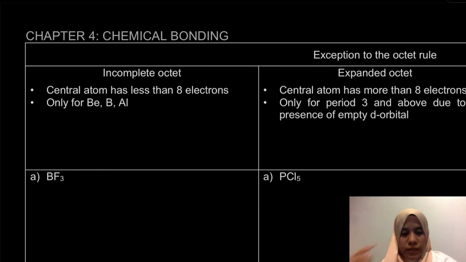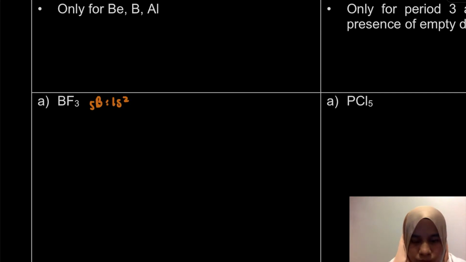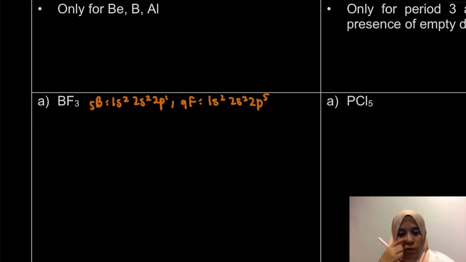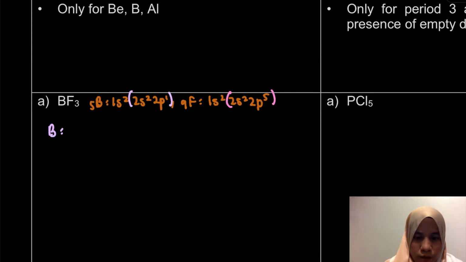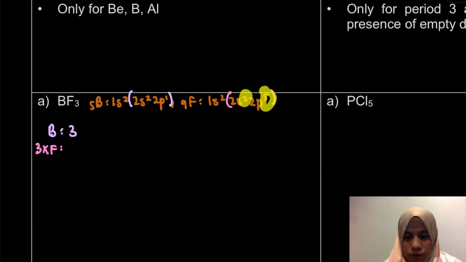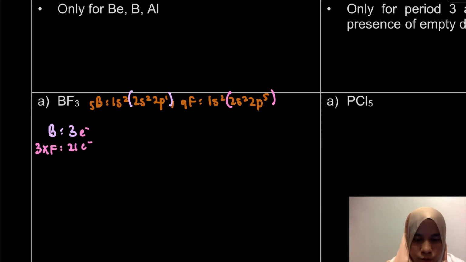Okay. So, for this case, I'm going to write down the electronic configuration first. So, remember how to draw the Lewis structure. First, we're going to calculate our total number of valence electrons. So, boron has 3, plus 3 times fluorine. Fluorine has 7, 2 plus 5, 7. 7 times 3 is 21 electrons. So, the total would be 24 electrons.